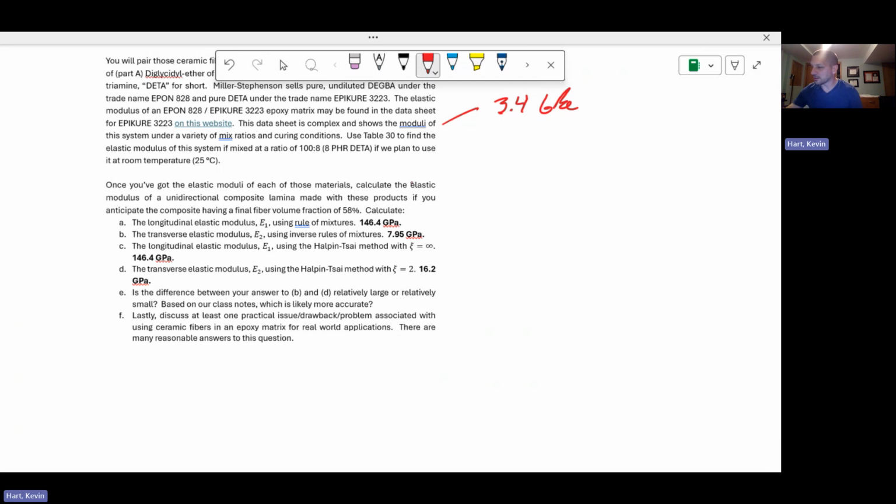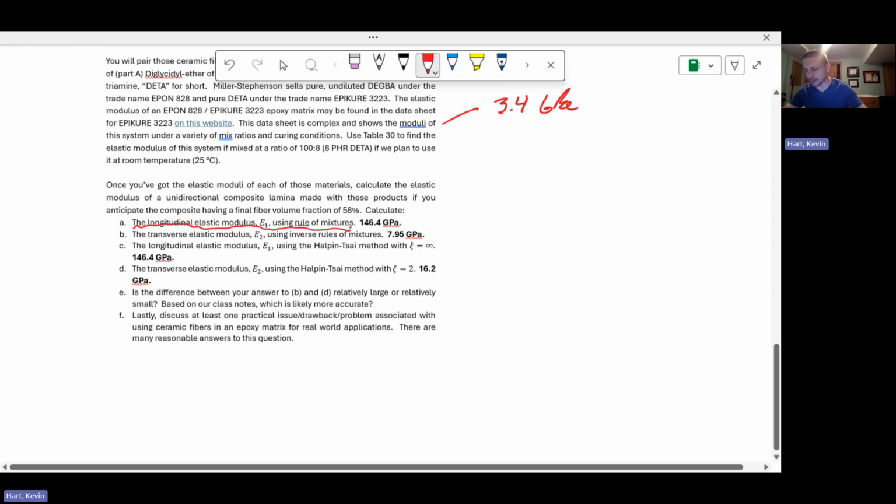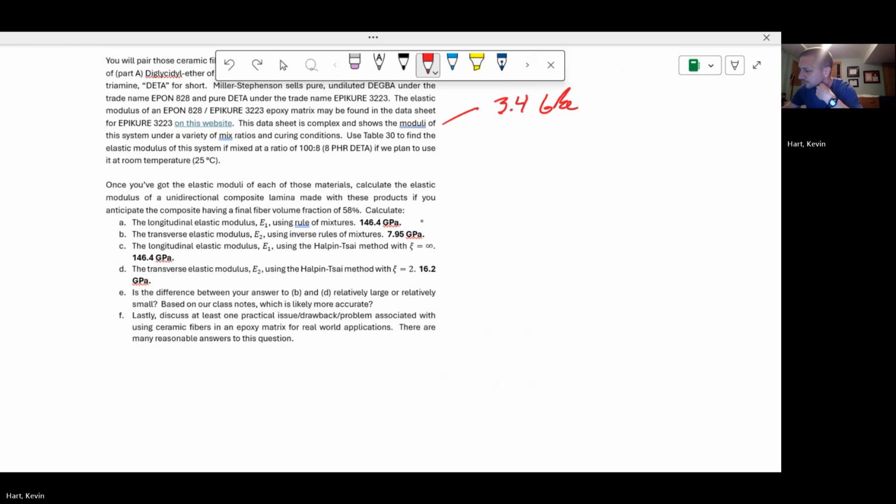Once you've got the elastic moduli of each of these, calculate the elastic modulus of a unidirectional composite lamina made with these products, if you anticipate the composite having a final fiber volume fraction of 58%. All right, so first, the longitudinal elastic modulus using rule of mixtures. Okay, that should be pretty fast. Here, E1 is EM VM plus EF VF. All right: elastic modulus of the matrix times volume fraction of the matrix, plus elastic modulus of the fiber times volume fraction of the fiber. This is the typical rule of mixtures, EM VM plus EF VF, right?